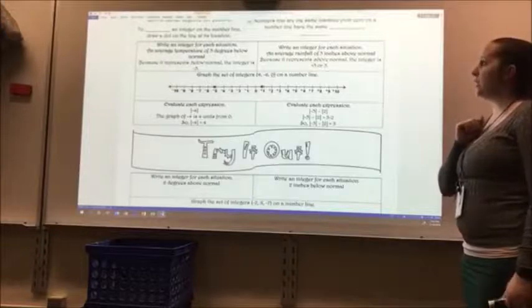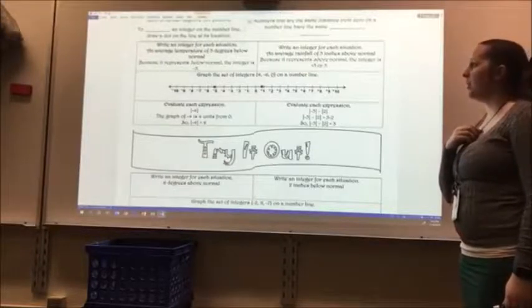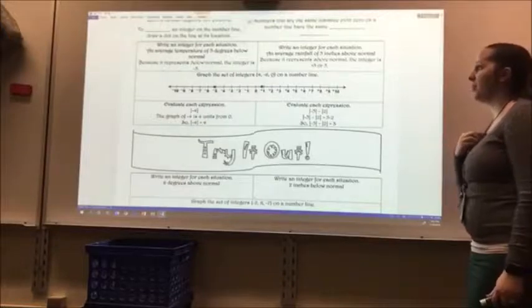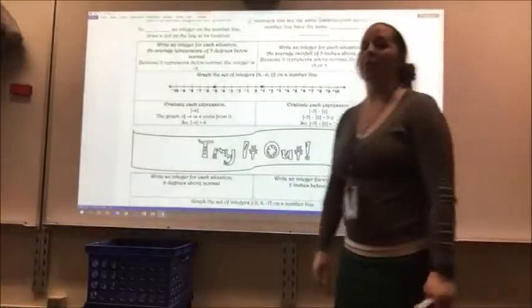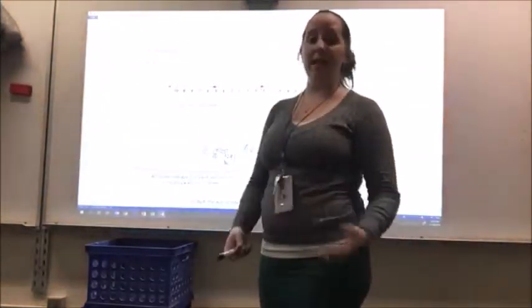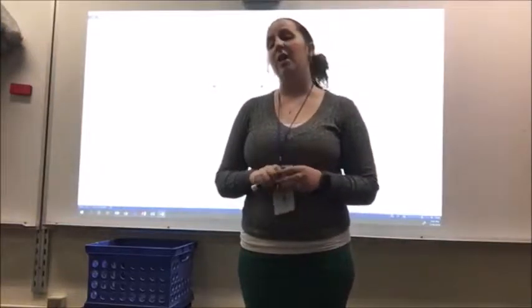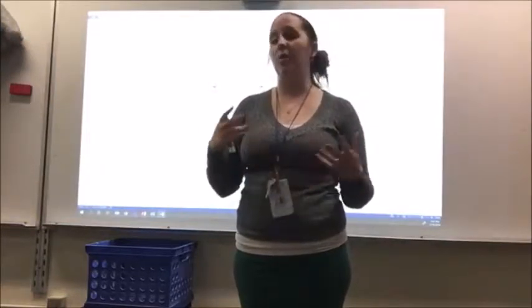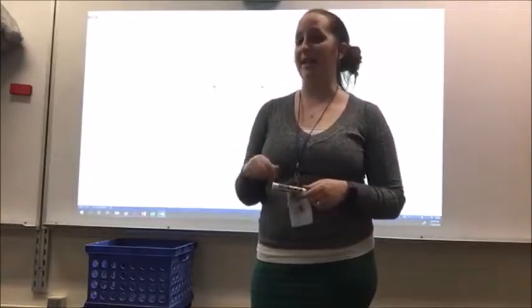Write an integer for each situation, an average rainfall of 5 inches above normal. Because it represents above normal, the integer is +5 or just 5. So with positive integers, you can put a plus sign in front of it if you're only dealing with a specific integer. Otherwise, it's just 5 or 20 or whatever the integer might be. You don't have to put the plus sign in front.